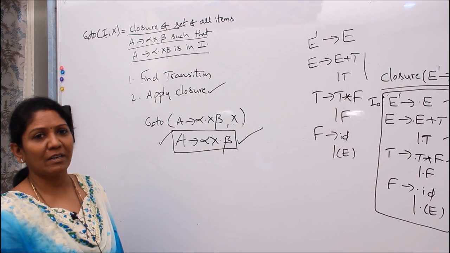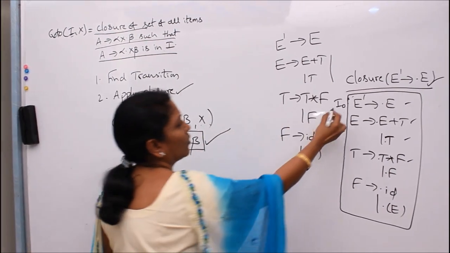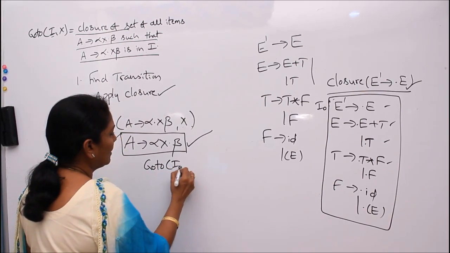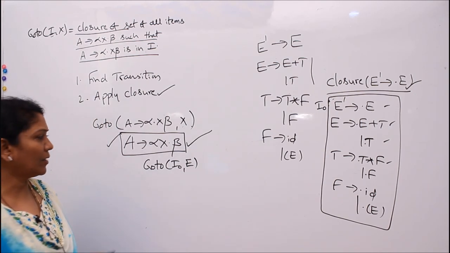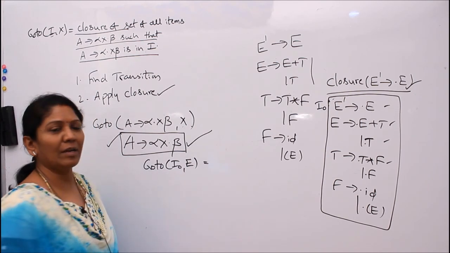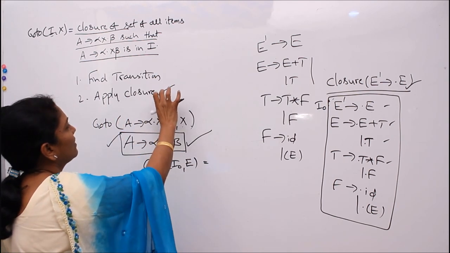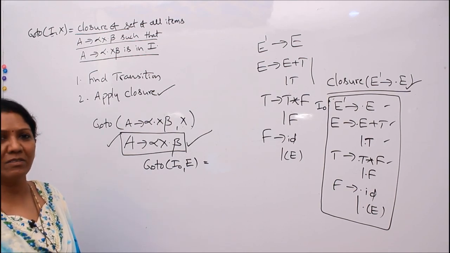Let us try to understand this by taking an example. For example, I have here I naught. Let me find out what is goto of I naught on E. Remember, to find out goto at any point of time, two steps are to be applied: find the transition, then apply closure. So let us find the transition. How do we find the transition?